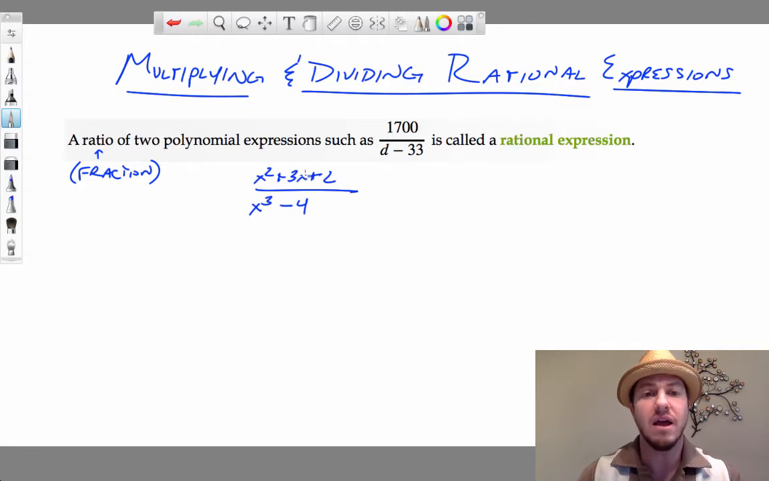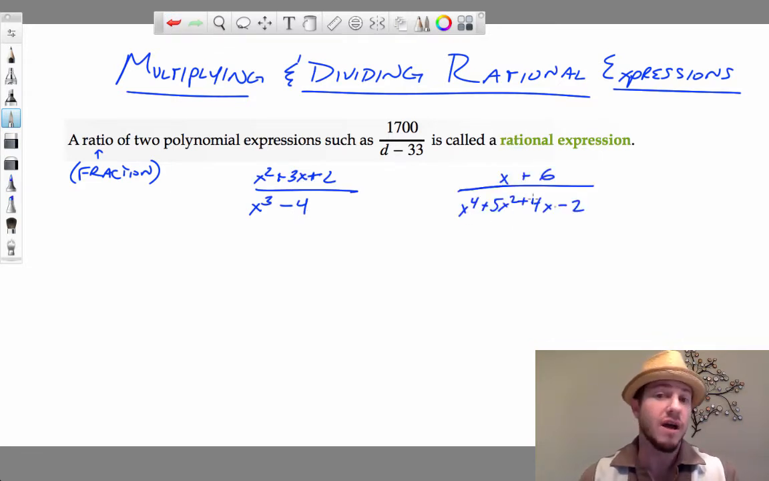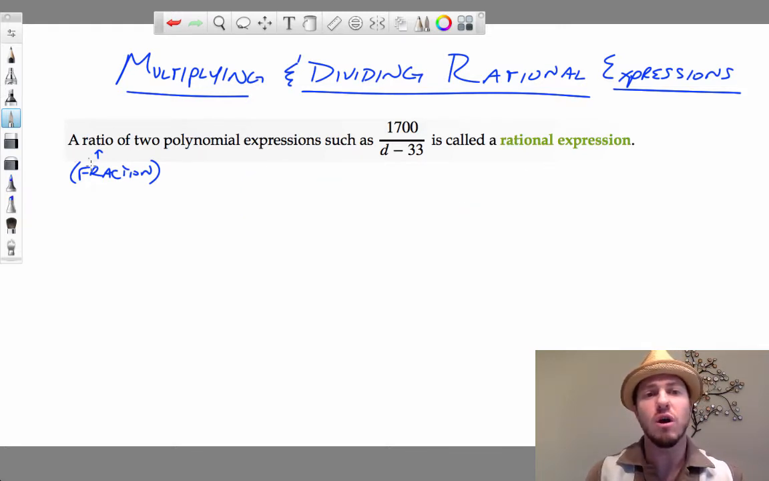You could have a quadratic over a cubic. You could have a linear over a quartic. Basically, remember your polynomials. It's one polynomial divided by another polynomial, and that's referred to as a rational expression. However you want to write that in your own words, you don't have to have this exact same thing, but do understand when I refer to a rational expression, I do need you to understand what that means.